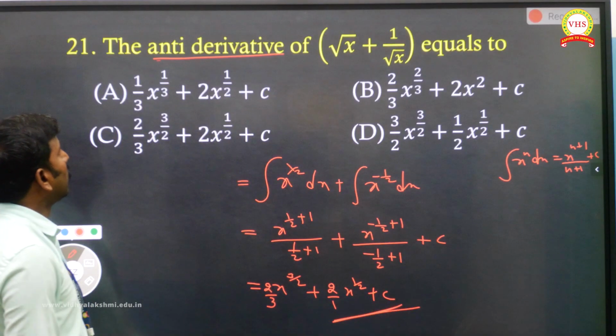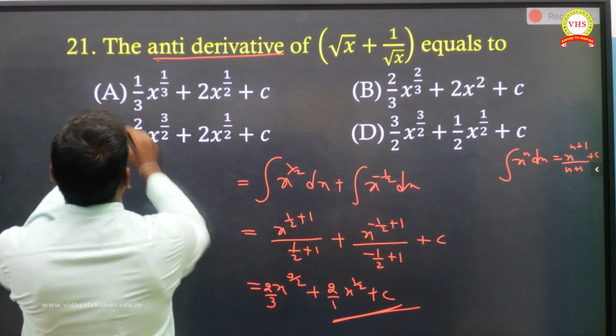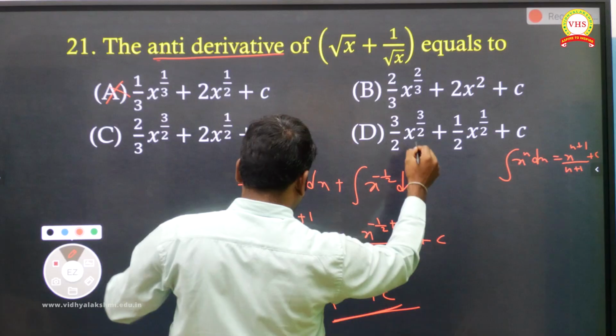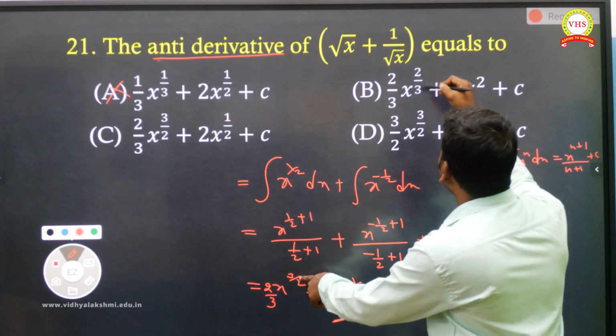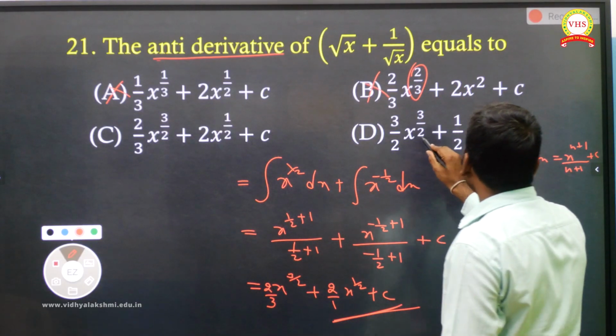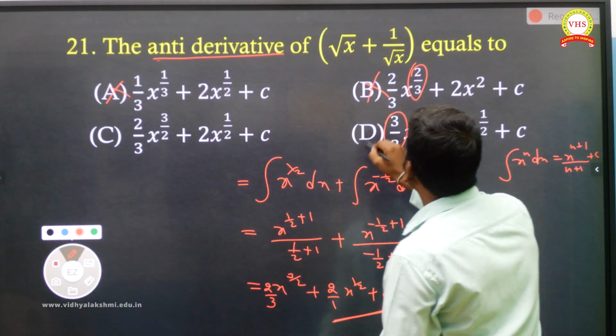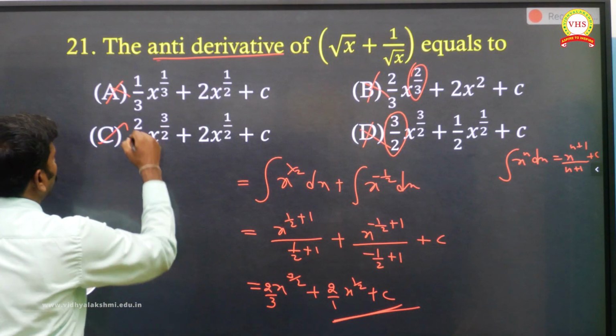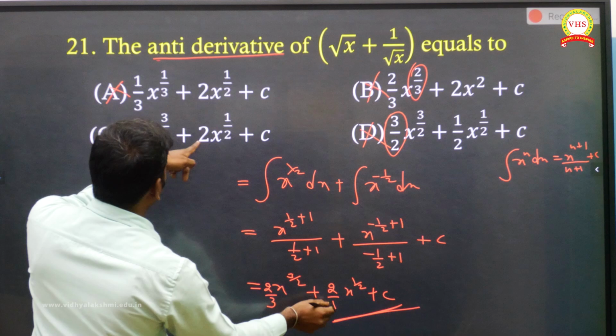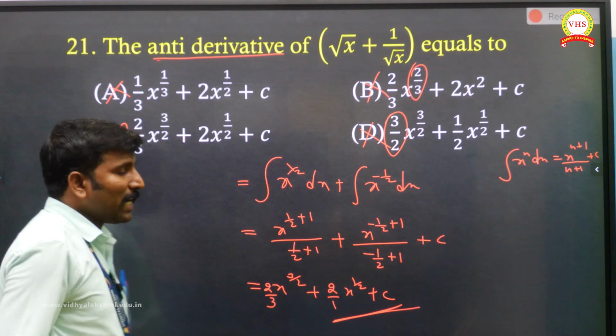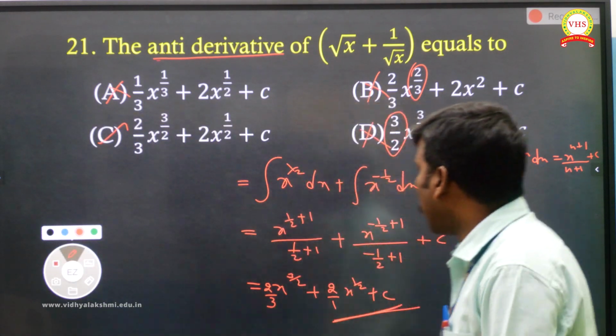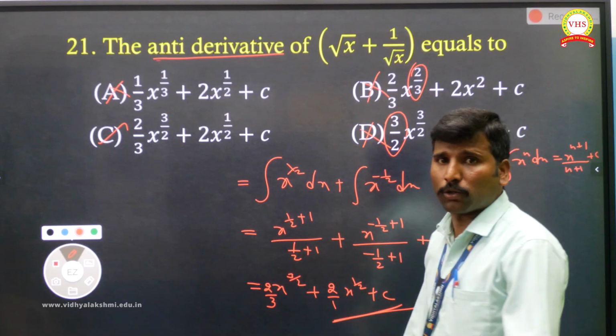Where you have this 2 by 3, 1 by 3 level, 2 by 3 here we have x power 3 by 2. Because 2 by 3 we need, 2 by 3, 3 by 2, 2 by 1, 2, x power. Then option C is our required answer.